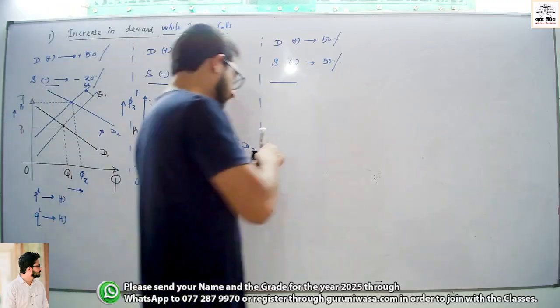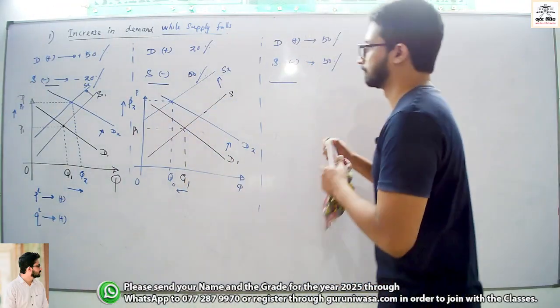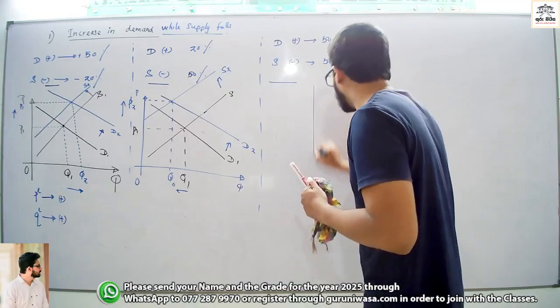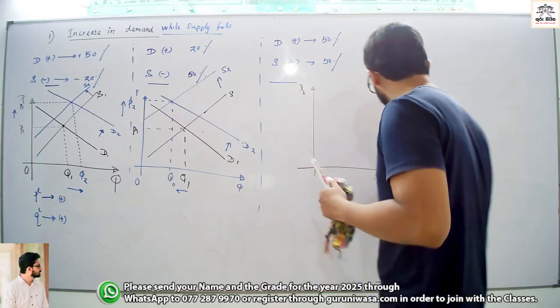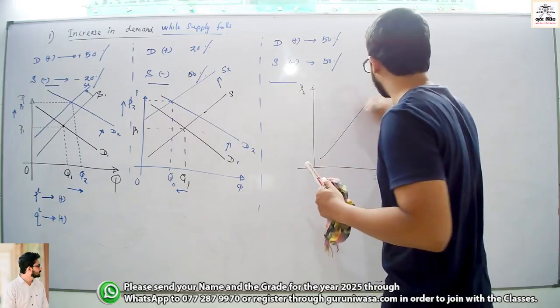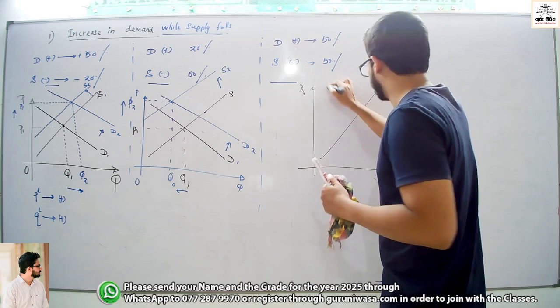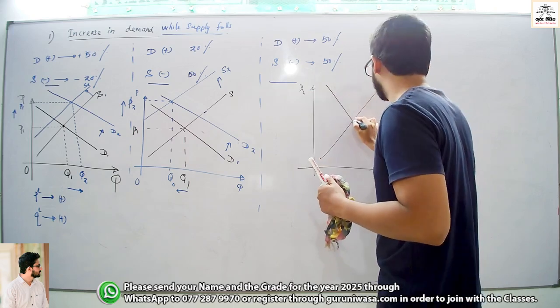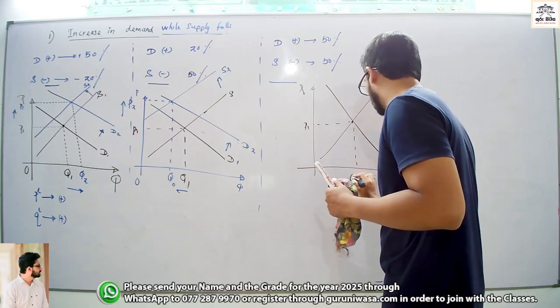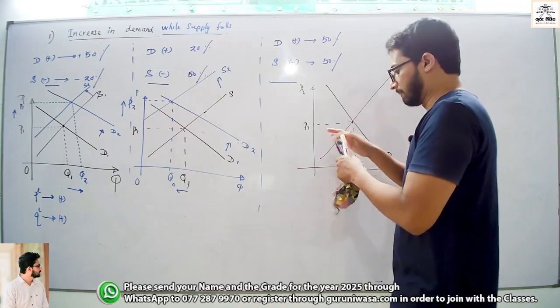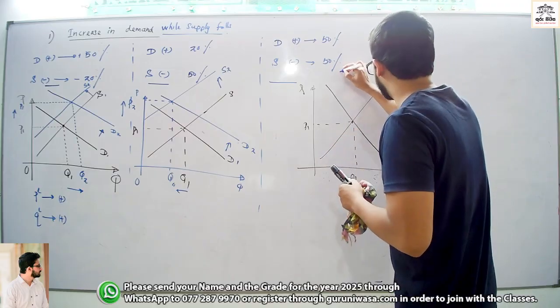Okay, third diagram, third one. Price, quantity, supply curve, demand curve. This is the original equilibrium price and quantity. Now what happens? The demand curve shifts to the right side.